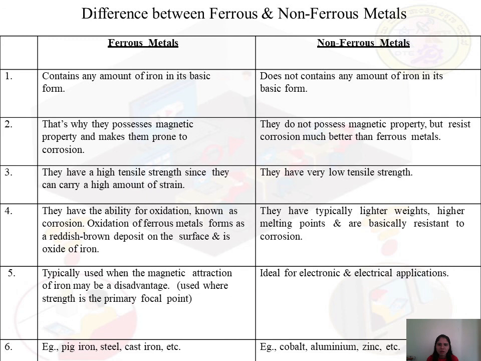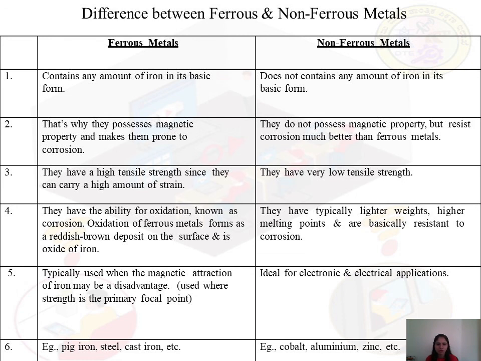Ferrous metals have a good weight. That means their density is high; they are heavy. But non-ferrous metals are lighter in weight. Ferrous metals are used where strength is the main advantage, and non-ferrous metals are used for electronic and electrical applications. The examples for ferrous metals are pig iron, steel, cast iron and so on. The examples for non-ferrous metals are cobalt, aluminium, zinc, tin, copper, etc.